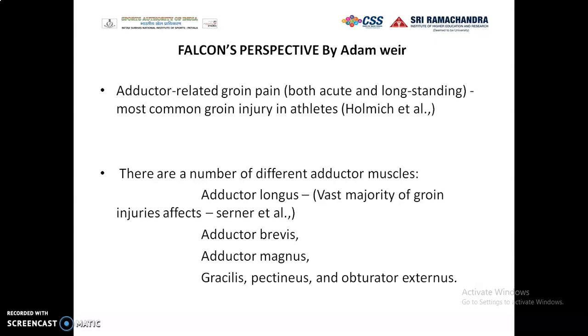As we are all aware, there are different adductor muscles: adductor longus, adductor brevis, adductor magnus, gracilis, pectineus, as we saw in the groin triangle, and obturator externus. Among these, adductor longus accounts for the vast majority of groin injuries, as described by Serner et al. So the adductor longus muscle is the cause of the majority of groin pain in athletes.